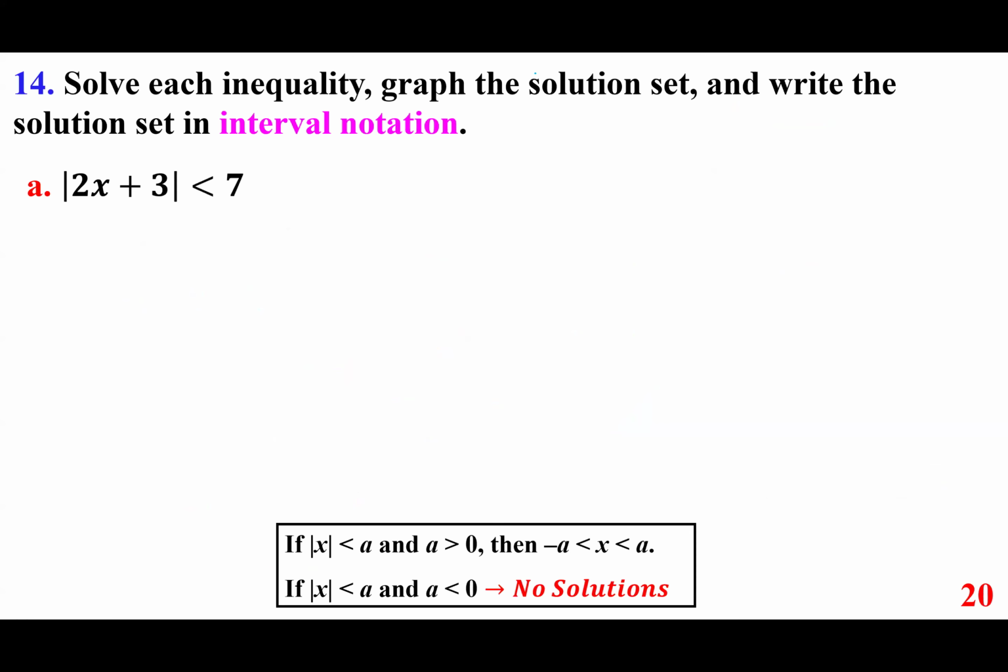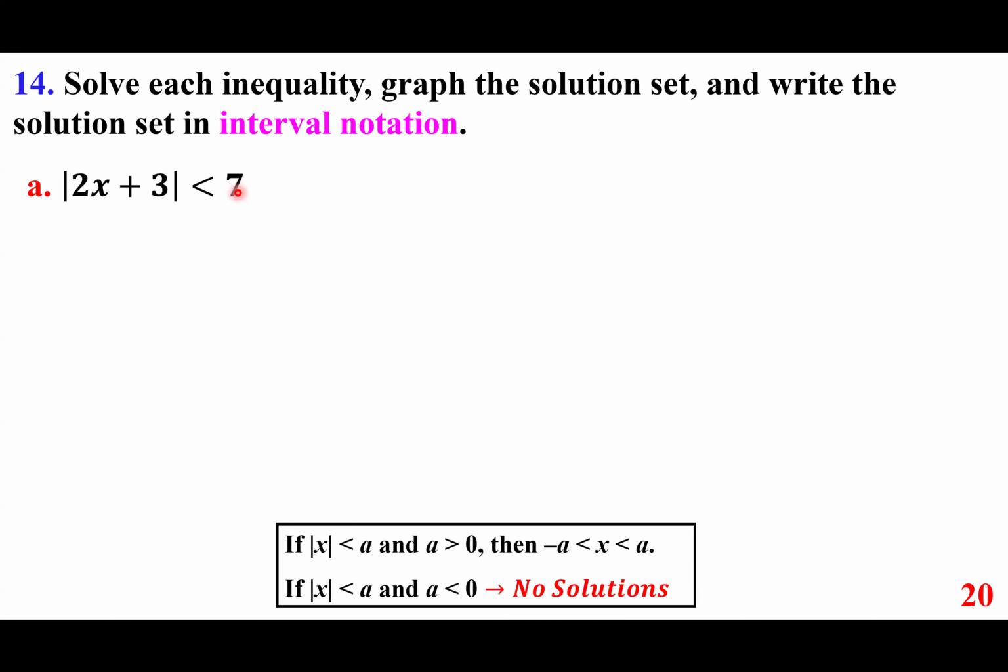We want to solve the following inequality. Methodology. If the absolute value of x is less than a and a is positive, then you sandwich it between a and negative a. If a is less than 0, there is no solution.